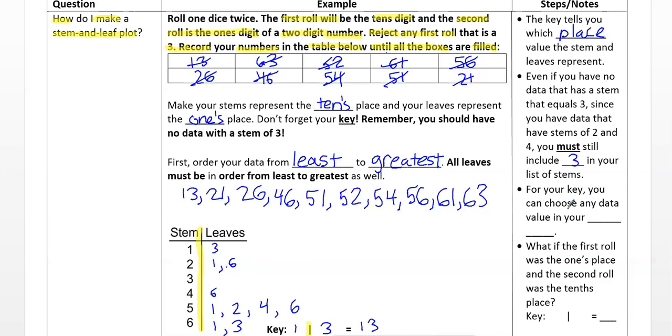For your key, you can choose any data value in your data set. You could really choose any data value in your data set. I usually choose the first one, that 1, vertical line 3. I could have chosen a 4, vertical line 6, and said 46 right here. What if the first column was the 1's place and the second column was the 10th's place? So if the stem was the 1's and the leaves were the 10th's, then 1, vertical line 3 would not have been 13, but would have been 1.3. So careful with that. That key tells us which place value the stem and the leaf represents.